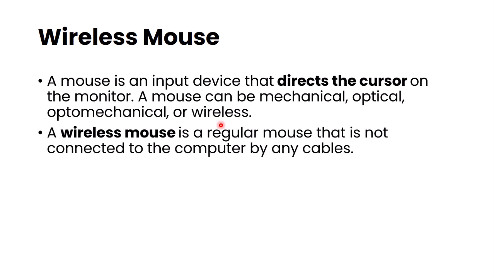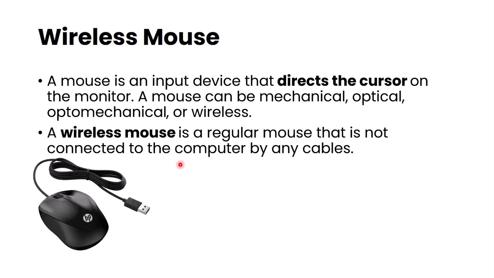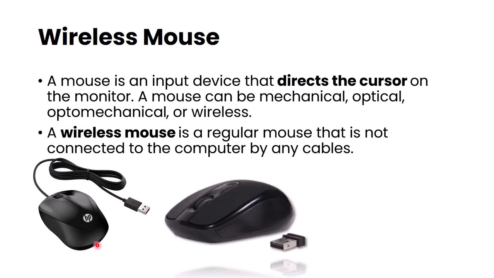A wireless mouse is a mouse that is not connected to the computer by any cable. You don't need any cable to connect a wireless mouse to the computer. So what type of mouse is this? Yes, this is a wired mouse, because there is a wire here that you need to use to connect to the computer. Now this is a wireless mouse. You don't need any wire to connect to the computer. You only need this.